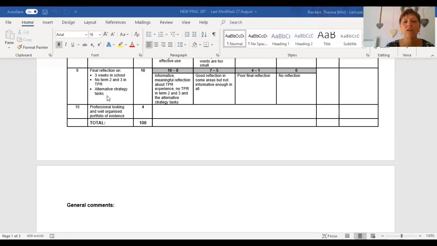We said, reflect on your 3 weeks in the school, so they can write about that, the experience there, how they improved, what they battled with, and if they improved in those 10 days.